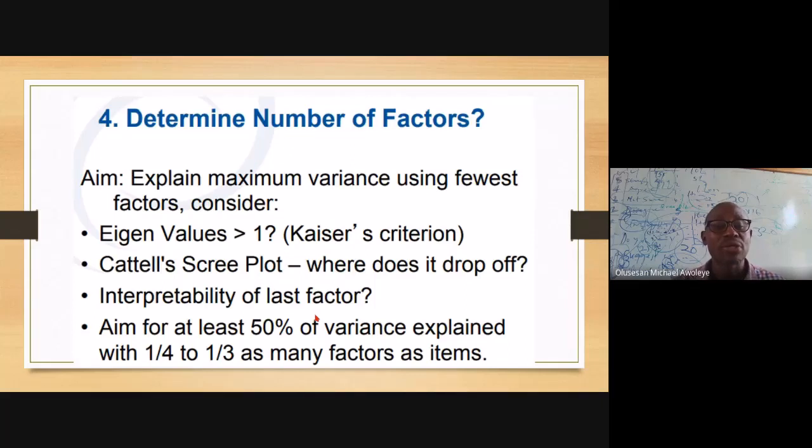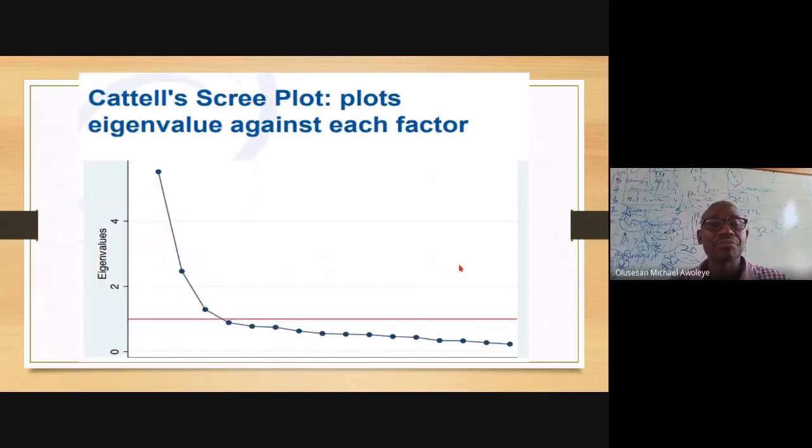this is the scree plot I talked about. The Cattell scree plot. Where does it drop off? You have to look at the scree plot. Where does it drop off? If you draw it, it's so obvious. But if you have computed it, the scree plot would give you an insight that you have actually run the analysis, and that's the scree plot of your graph, as you see.